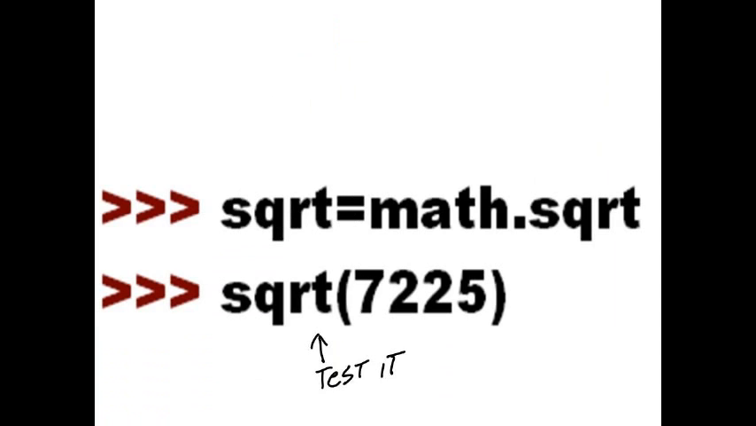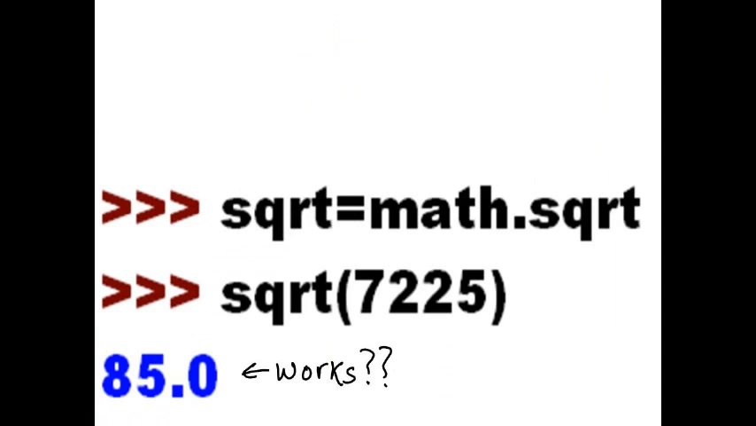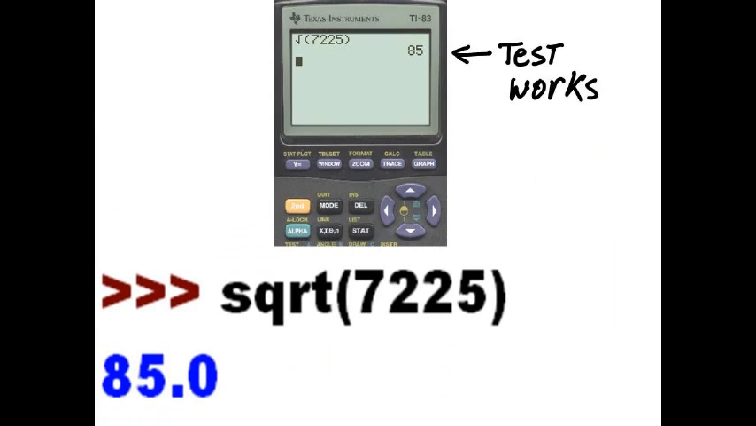And now I test it. I key in sqrt and then in parens 7225. I hit enter and it gives me 85. So does this work? Is this the correct answer? Let's test it. It does work. The square root of 7225 is 85.